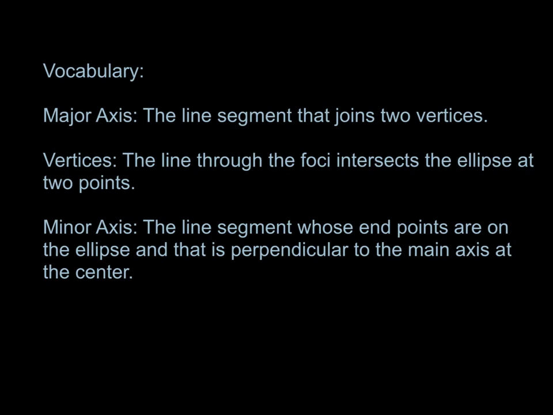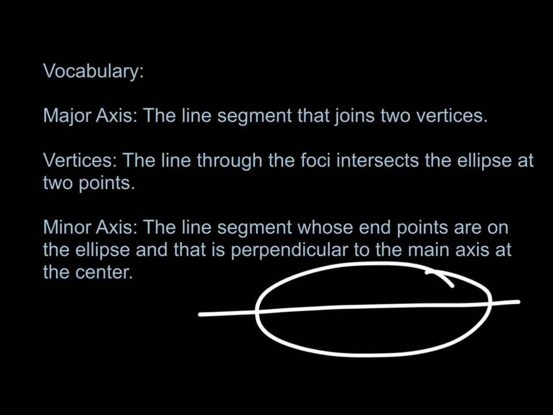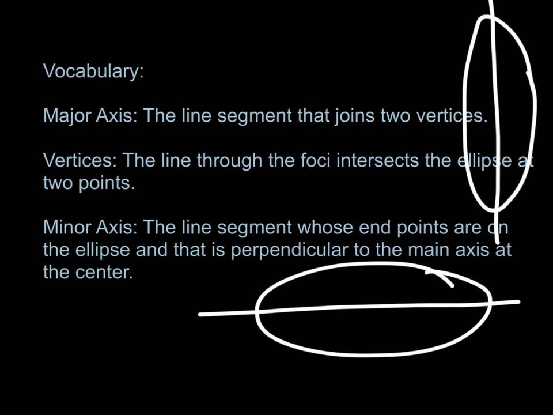So the vocabulary for an ellipse: the major axis, which is the line segment that joins two vertices, which is what I said before. It's the one that goes like this, or it can go like this, depending on the way that the foci are located. And the vertices are the line through the foci that intersects the ellipse at 2 points. So if these are the two foci, then these would be the vertices, and the opposite for this one.